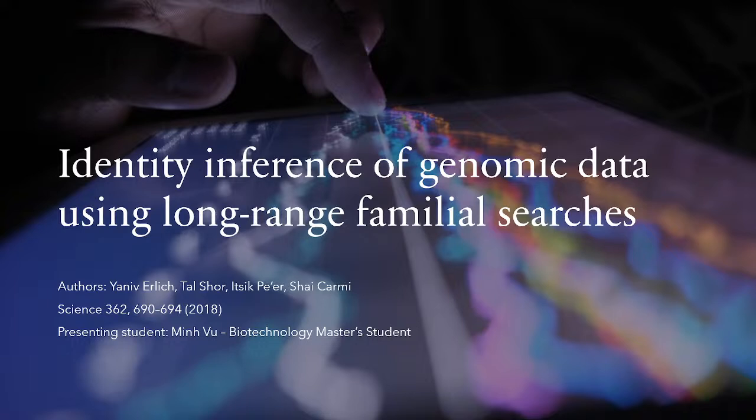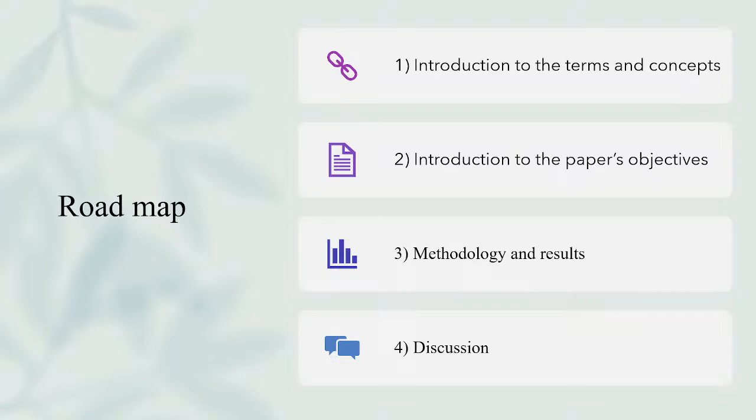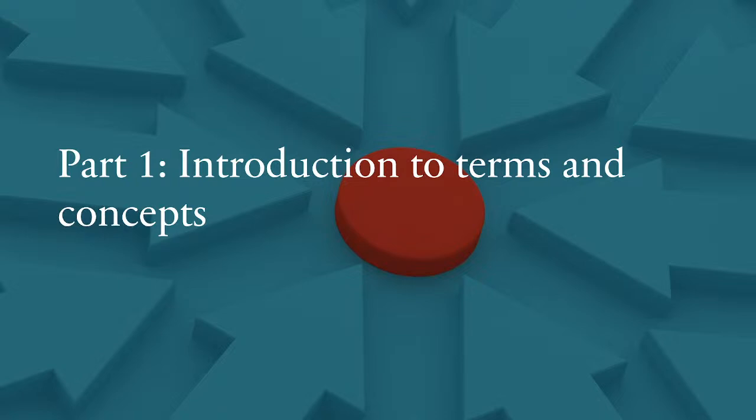This paper was written by Erlich and colleagues in 2018 in Science. So it's Science, so we know that this is a very, very good study. The roadmap is quite simple today. I would like to introduce some terms and concepts that we need to understand before we read the paper. Then we will introduce the paper objectives so that it's clear for everybody. We will go through methodology and results side by side, and some quick notes on the discussion that the author has provided. So, introduction to terms and concepts.